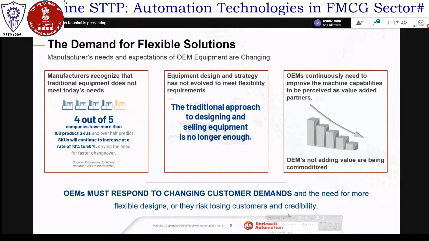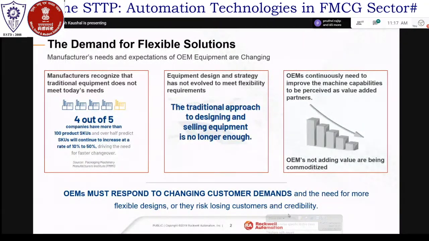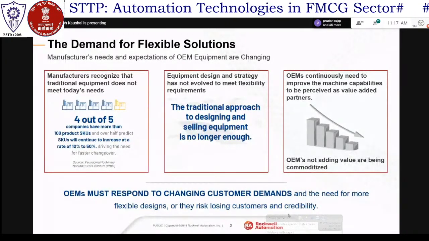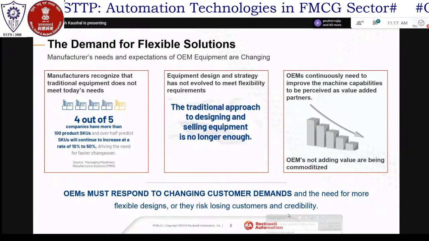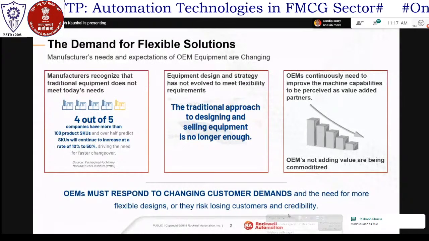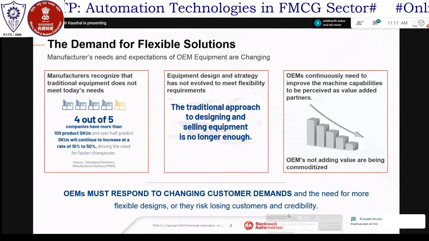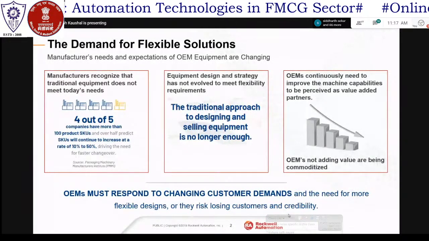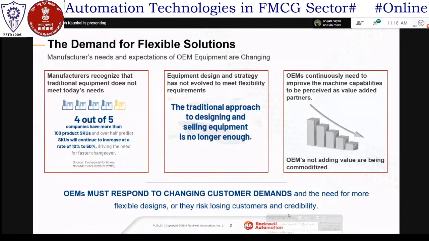In the manufacturing space, we are seeing an explosion of stock keeping units. Depending upon the changing scenarios, there's a different requirement coming out from the market, and that leads to an increasing number of stock keeping units, and in turn, different types of manufacturing requirements that generate out of it.